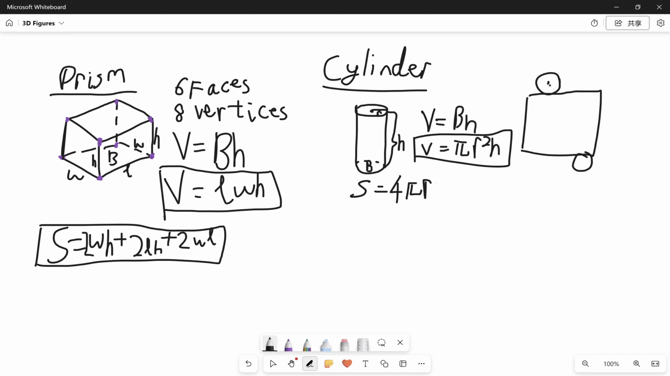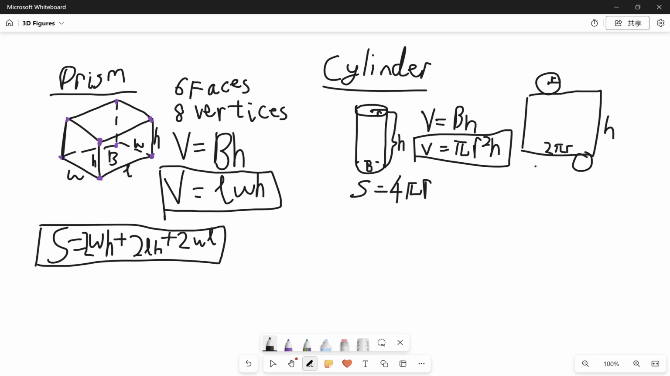So we know the circles have a circumference of 2 pi r. So that's 2 times 2 pi r, which is 4 pi r, right? Because the radius is r, so the circumference is 2 pi r, and we have two of them, which is 4 pi r. And what about the rectangle?